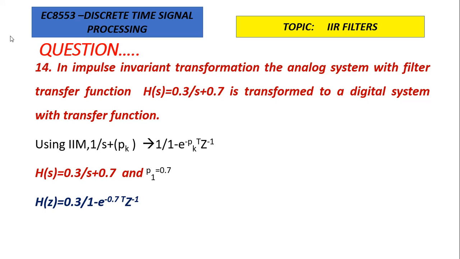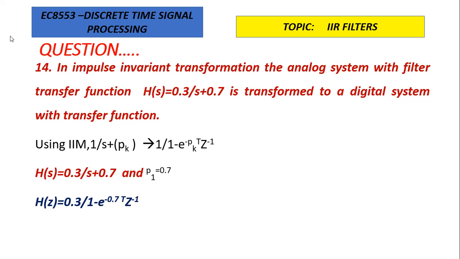So in the IIM method, the analog function is sampled to get the digital filter. T is nothing but the sampling interval. Here the pole value is 0.7, and since we have only one pole, P1 is 0.7. Directly we can substitute in the formula. Instead of 1 we have the constant here. Let us keep the constant.